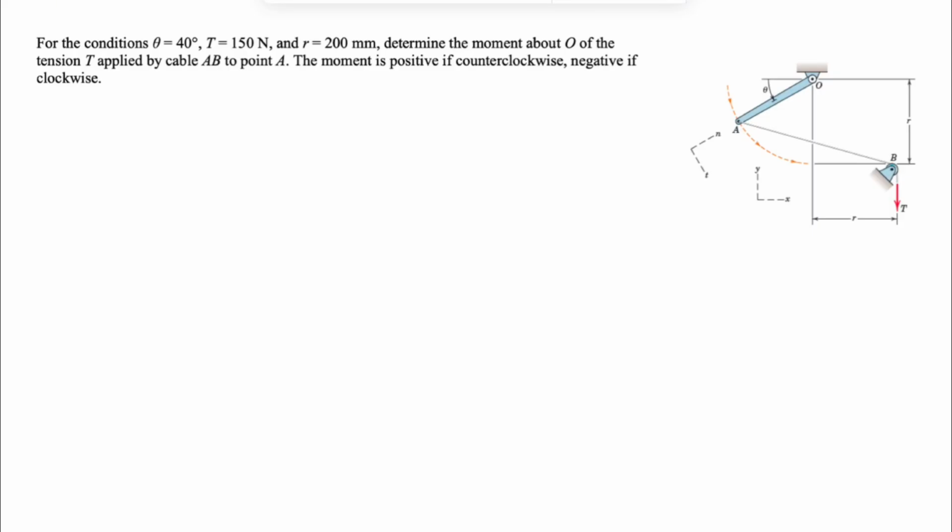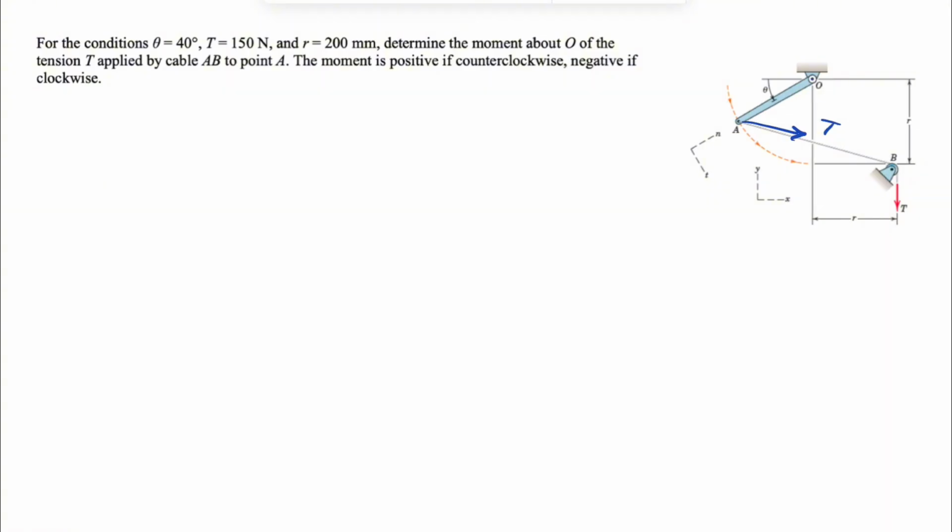And as always, we're going to consider counterclockwise moment positive and clockwise moment negative. So the force that we are dealing with is the tension in the cable, which would be T on every single point of this cable. So that's our force T. And what we need to do in here is to find the moment about point O.